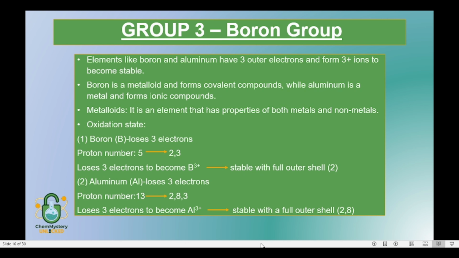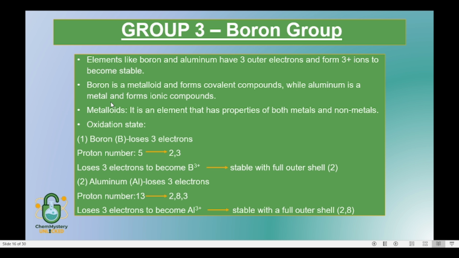Now we'll be discussing group 3, also called the boron group. Elements like boron and aluminum have 3 outer electrons and form 3+ ions to become stable. So group 3 elements have 3 electrons in their outermost shell. To become stable they have to lose them, right? They will lose the 3 electrons from the outer shell and only then become stable. And we know the charge on them is 3+.